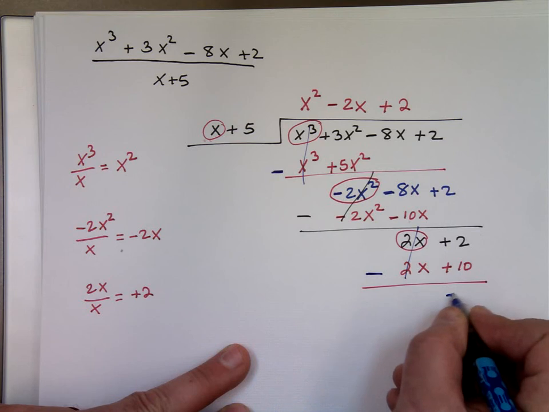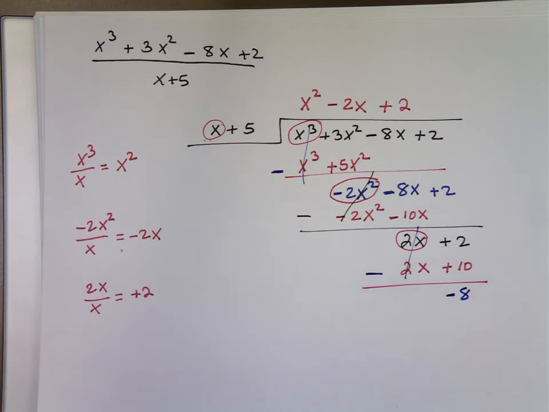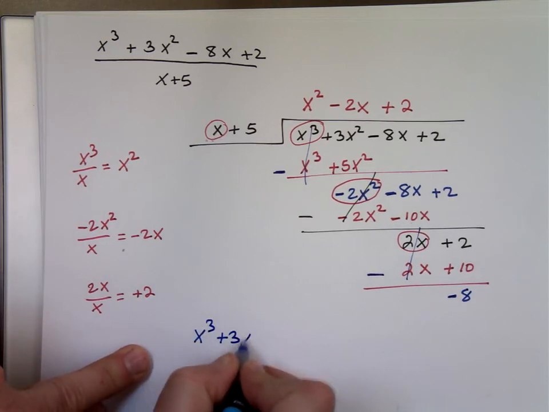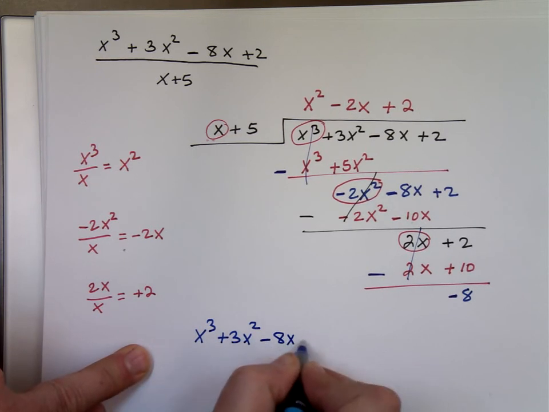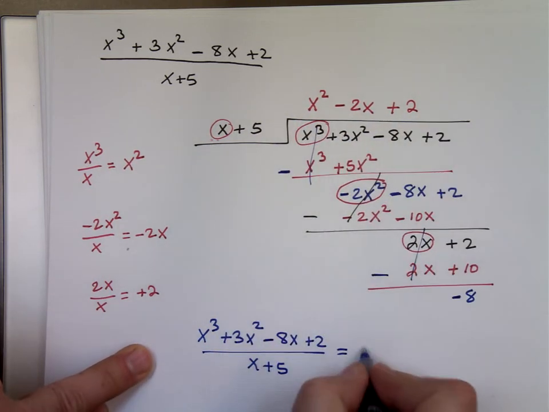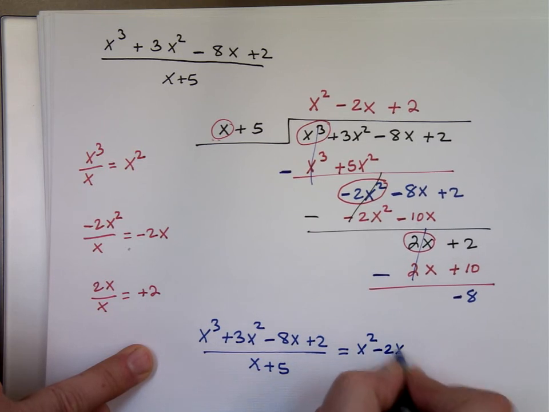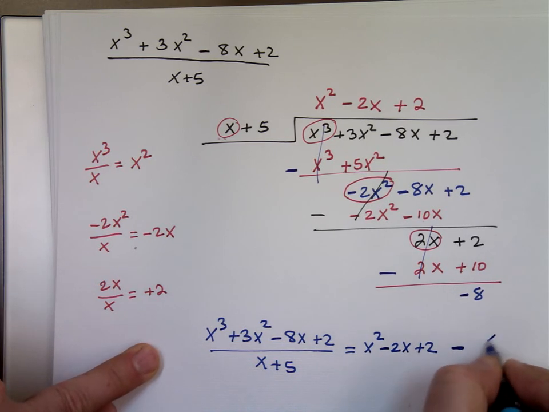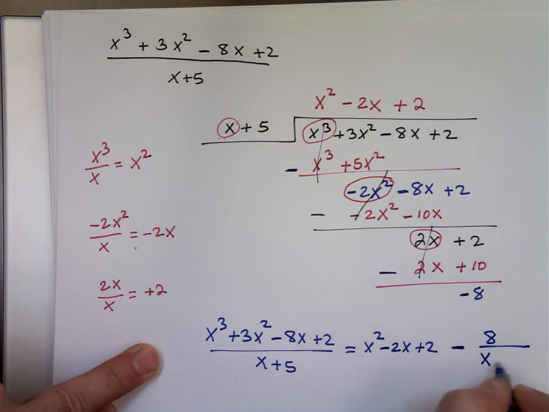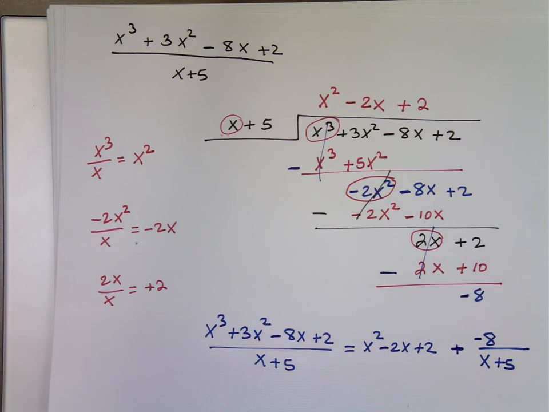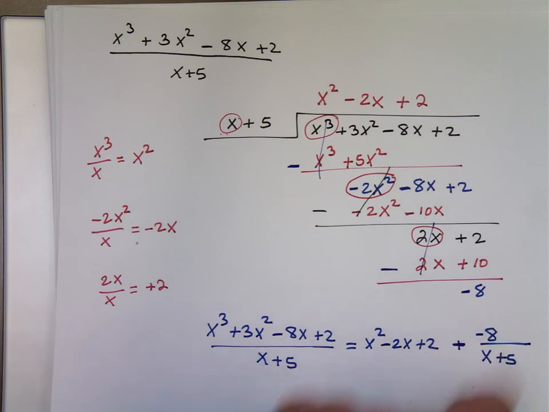Negative 8. So my answer now, when you divide x cubed plus 3x squared minus 8x plus 2 by x plus 5, we say, oh, there's your answer. It's x squared minus 2x plus 2, and there's a remainder of what? Negative 8. So minus 8 over what? X plus 5. Or I can say plus a negative 8 if you want to. I don't know which one they like. You can leave a plus the negative 8 over that or minus 8 over that. I'm not sure which one. But that'll be the answer for it.